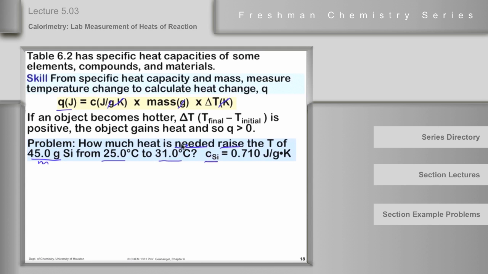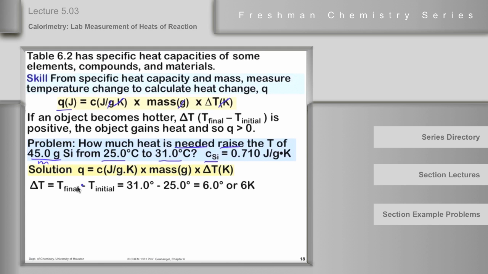So delta T is T final minus T initial, which is 6 degrees Celsius, and since it's delta T, it's the same as 6 kelvins. 6 degrees Celsius is exactly the same as 6 kelvins, as long as it's a temperature difference, delta T. All right? So we plug, we chug, we check our units, and the answer is plus 192 joules. That's how we calculate a Q, if we know the amounts. Questions on that?